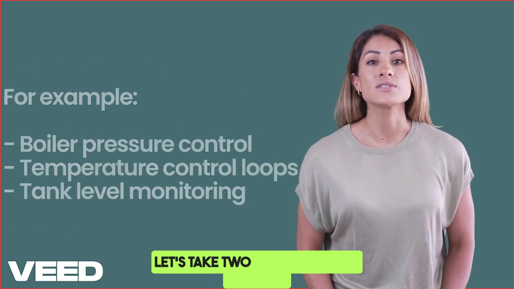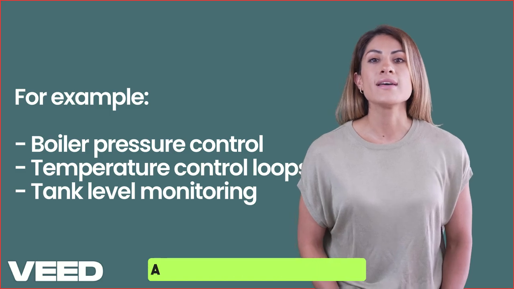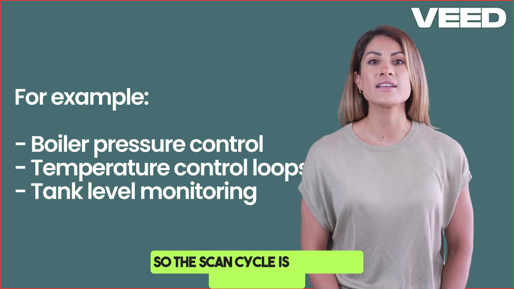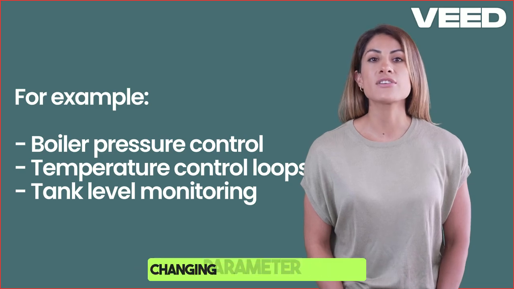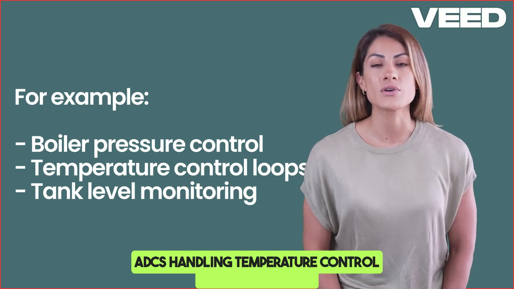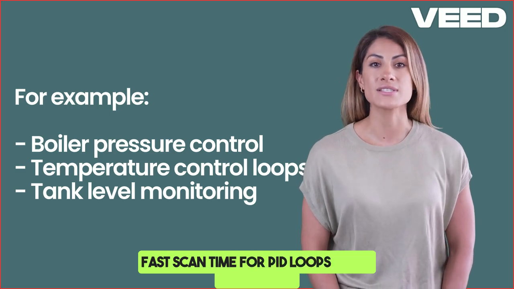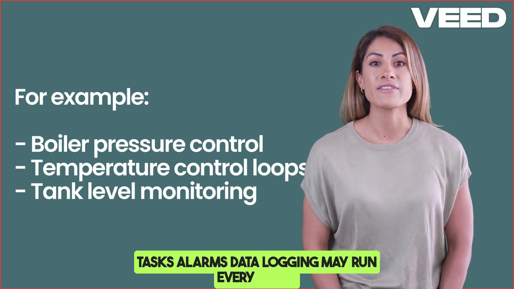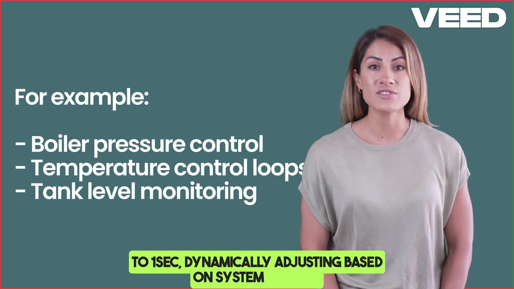Let's take two examples. Boiler pressure control. It's a fast-changing variable. A delay in scanning could lead to a dangerous pressure surge, so the scan cycle is set to 100 milliseconds. Likewise, vibration is a fast-changing parameter, and so on. A DCS handling temperature control loops may have a fast scan time, 100 milliseconds for PID loops, while monitoring tasks, alarms, data logging may run every 500 milliseconds to 1 second, dynamically adjusting based on system demand.